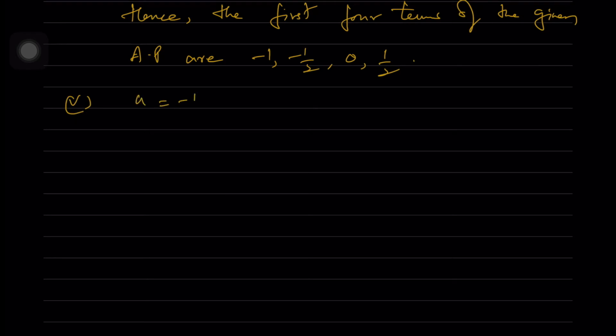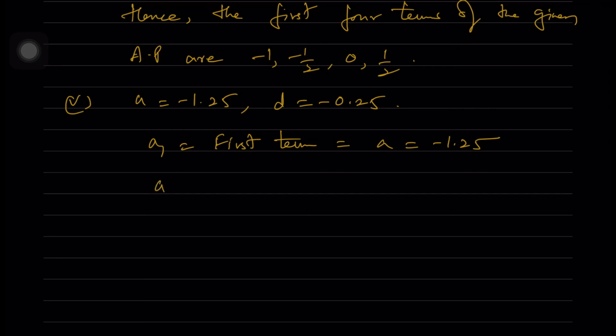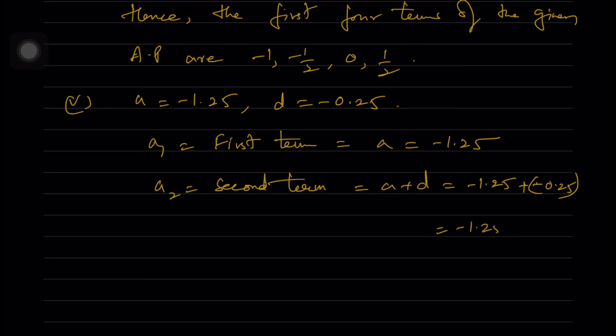So the fifth one, a is equal to minus 1.25, d is equal to minus 0.25. So a1 is equal to the first term, which is equal to a, which is equal to minus 1.25. a2 is equal to the second term, which is equal to a plus d, which is equal to minus 1.25 plus of minus 0.25, which is equal to minus 1.50.